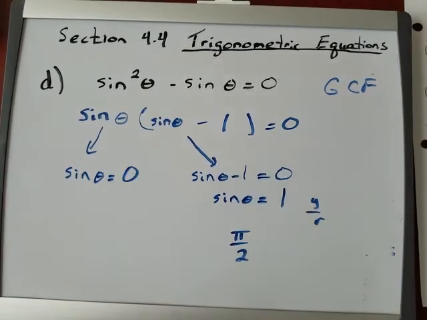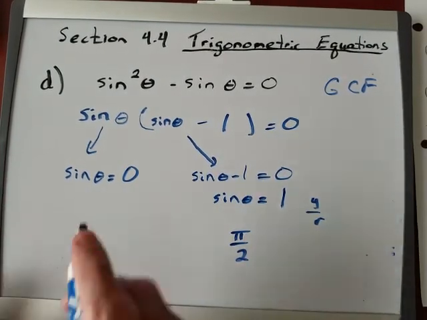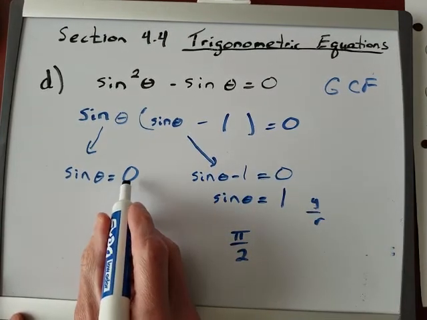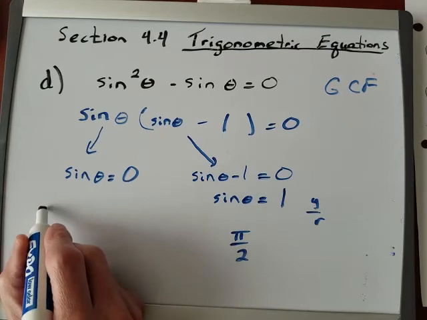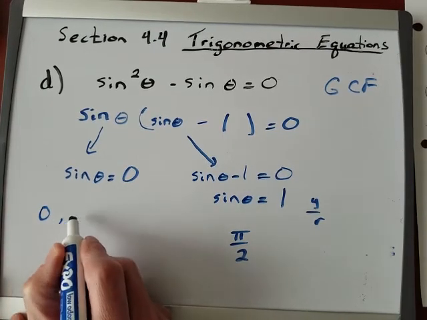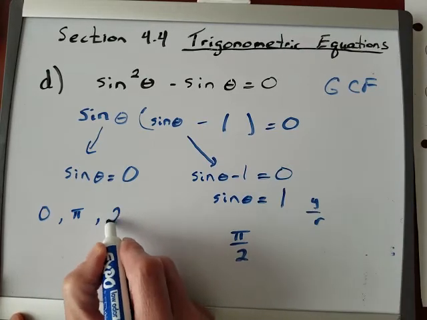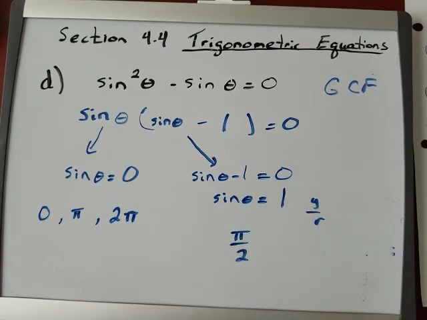Where is sine of theta equal to 0? Sine is y over r, we know that. Where is the y value 0? Well, we actually have three places. We have 0 degrees, 180 degrees, and also 360 degrees, and I just wrote them down in the radian version. Now we have the complete solutions.